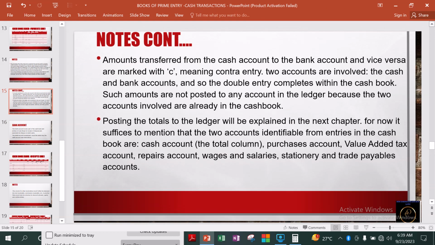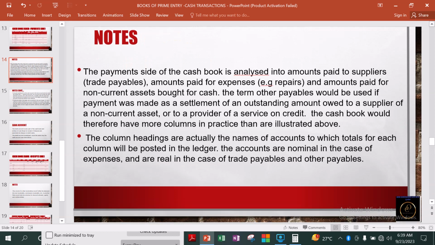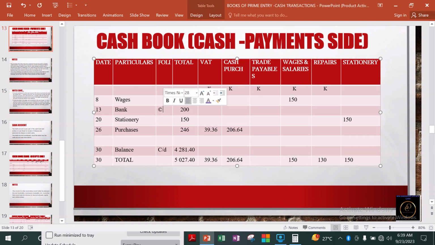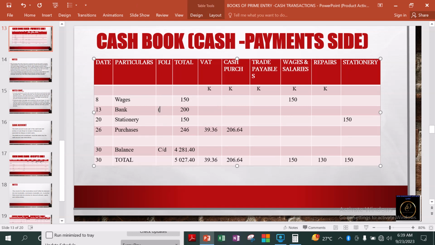So go to the cash payment side. Look at the cash payment side. We're going to see that there is a contra entry again here with a C, showing that this is a contra entry. That's what it means, showing that it's a contra entry, and the 200. Okay, so that's what completes the recording of this banked cash. That's what we have noted.